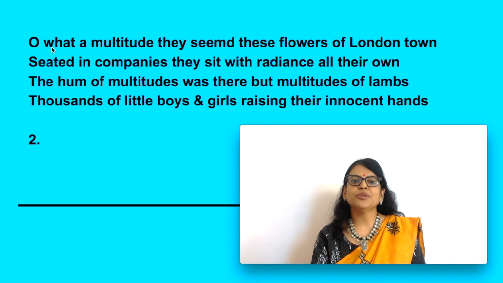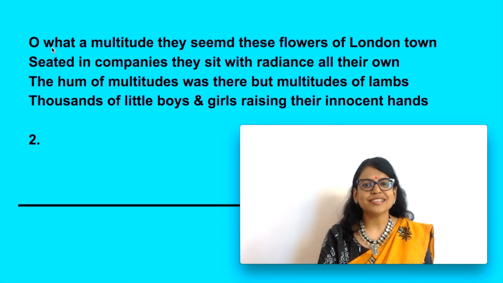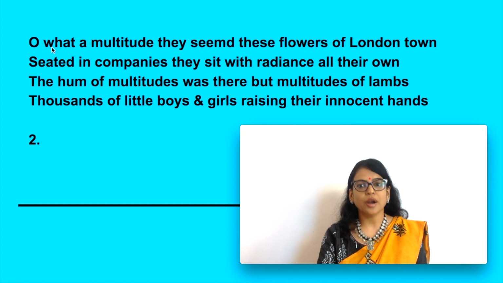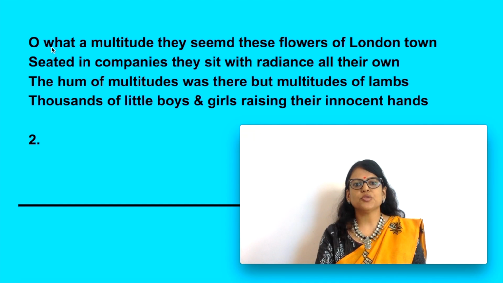Oh, what a multitude they seem, these flowers of London town. Seated in companies, they sit with radiance all their own. The hum of multitudes was there, but multitudes of lambs, thousands of little boys and girls, raising their innocent hands.